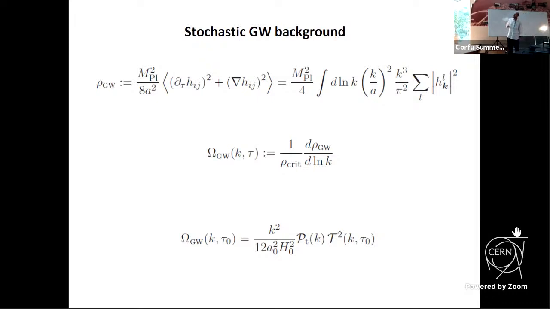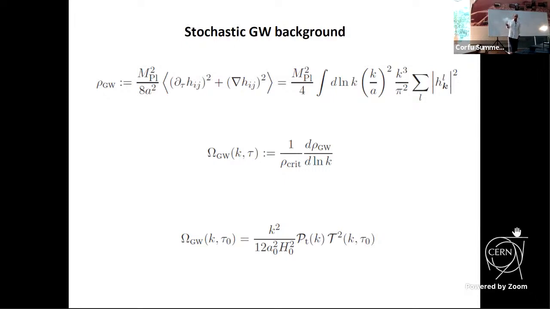So the energy density of this background is defined by basically the kinetic term of the tensor perturbation, and the gravitational wave background itself is defined by this formula: the logarithmic variation of the energy density with respect to the comoving wave number, divided by the critical density.